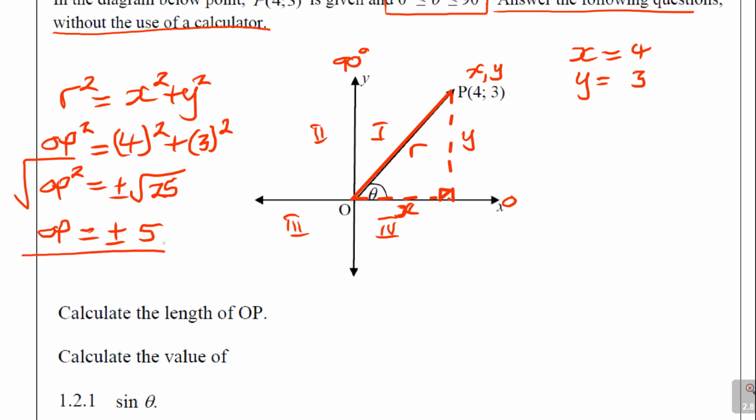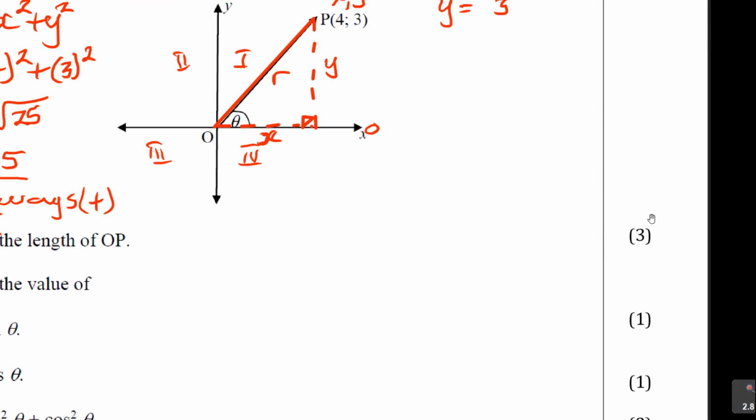But you have to choose one answer. R, remember, R is always what? Always positive. R is always positive. So what is the answer? OP is equal to 5 units. That is it. Then they give you 3 marks. Think of that. Just using the theorem of Pythagoras.